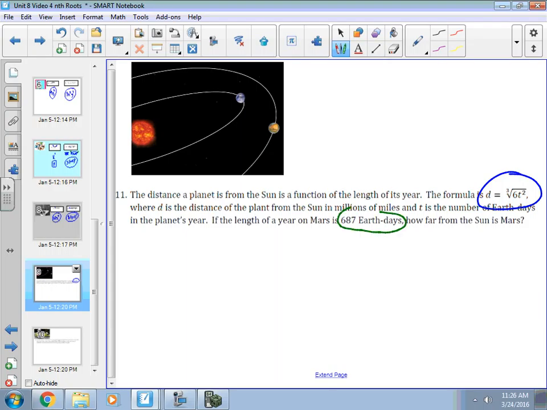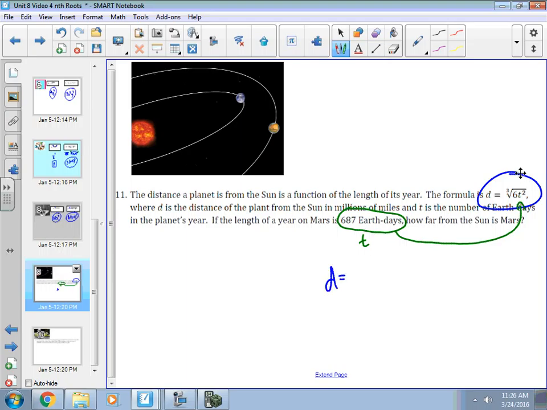Where should we plug in the 687? Should we plug it in for t or should we plug it in for d? Was it a time or is it a distance? Earth days is a time. We want to plug that in for t. So let's see what we get when we do that.